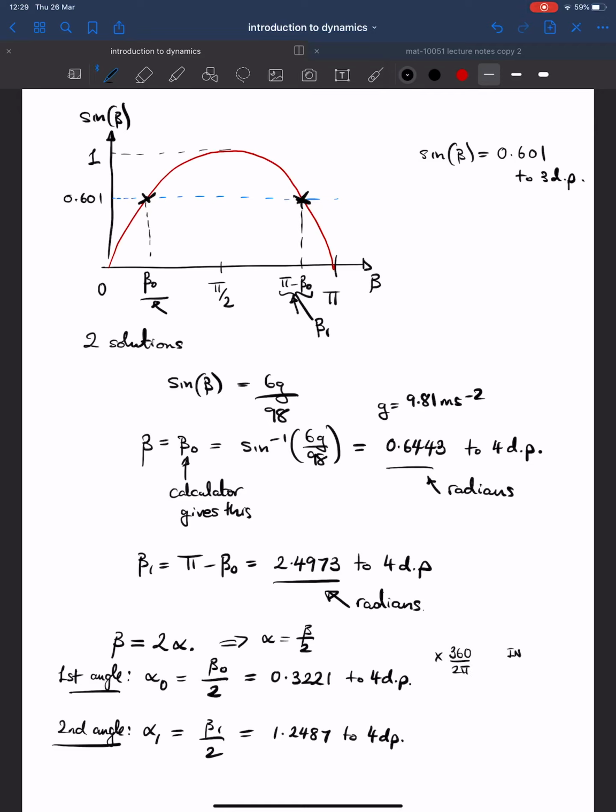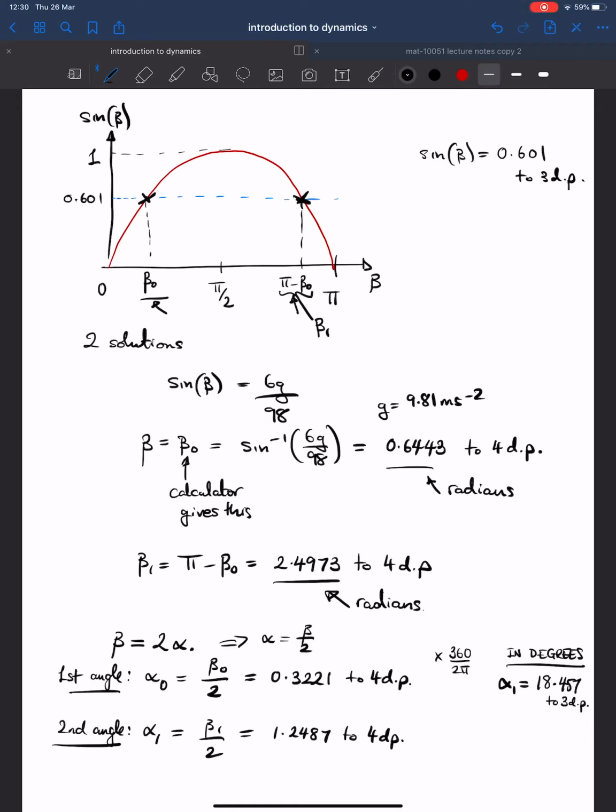So in degrees, what you've got for the answer is as follows. So alpha 1, let me just go back to this, times 360 divided by 2 pi. Yeah, okay, gives me 18.457 to 3 dp. Again, I've used full precision on the calculator.